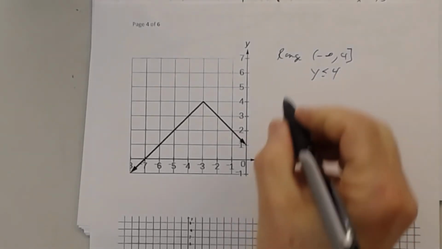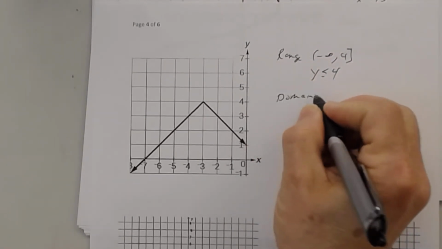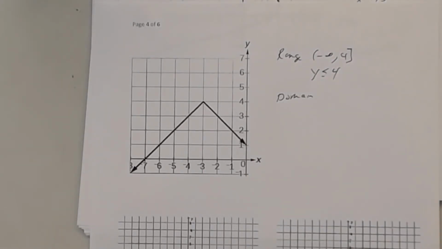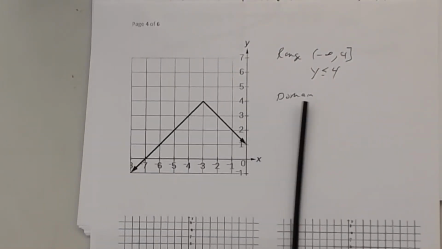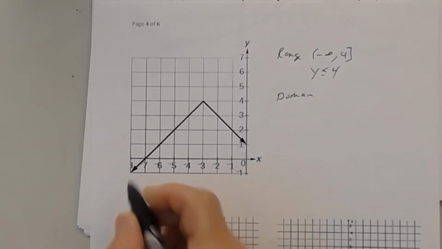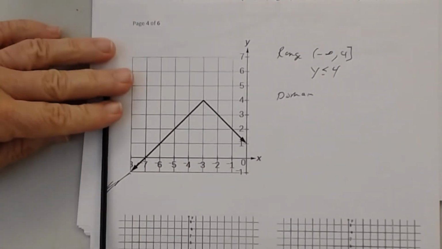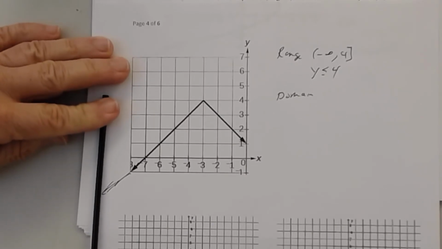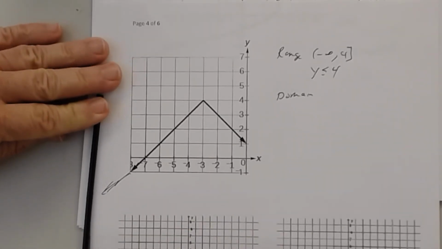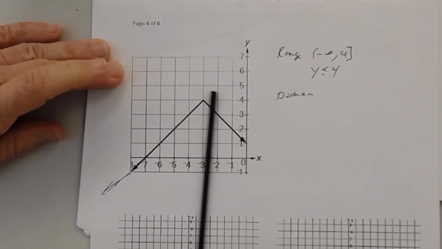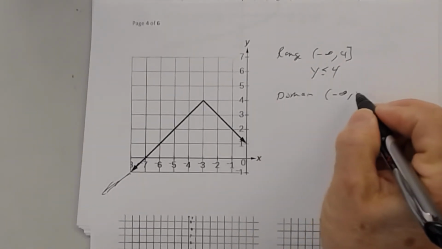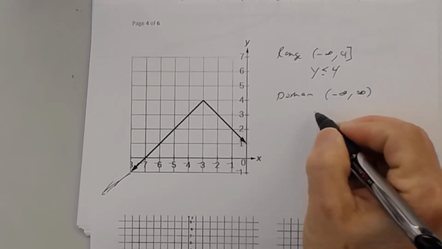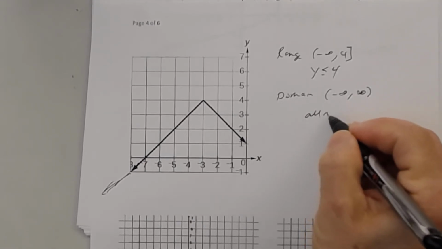All right, let's talk about domain. What do you think the domain is? Negative infinity to infinity, right? Negative infinity, because remember it keeps on going like this. Is negative 100 on this graph? Yes, somewhere around here. Is negative 1 billion on this graph? Yes, somewhere around here. So negative infinity all the way to infinity, positive infinity. On MyMathLab, you're going to say all real numbers.